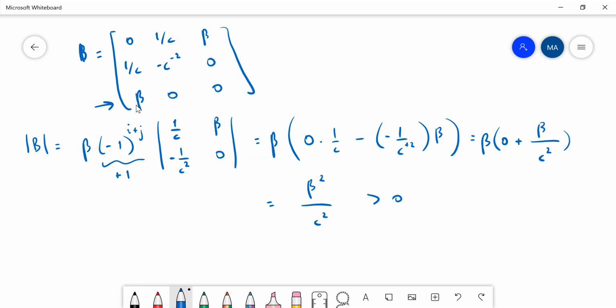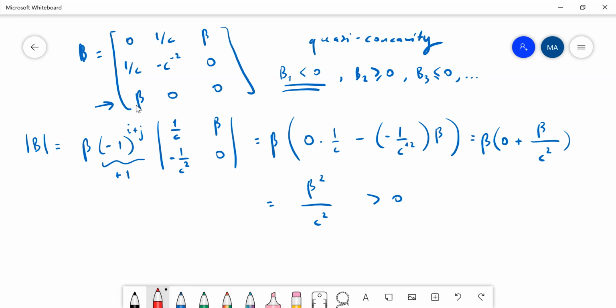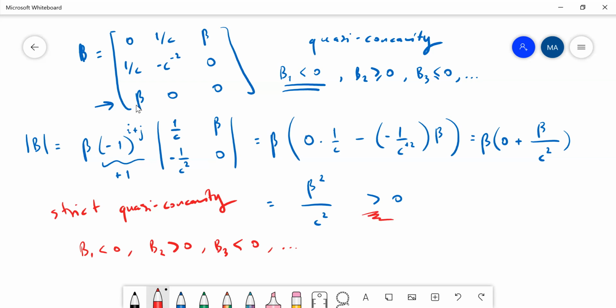So as you see, the first is always negative, the second is positive. So for quasi-concavity, I need B1 less than 0, which is always satisfied, B2 greater than or equal to 0, B3 less than or equal to 0, and that goes on. For strict quasi-concavity, I need, again, B1 always less than 0, but B2 strictly greater than 0, B3 strictly less than 0, and that goes on. And as you see, I have strict quasi-concavity here. Okay? So my f is strictly quasi-concave, my g is concave, and then I have the solution.